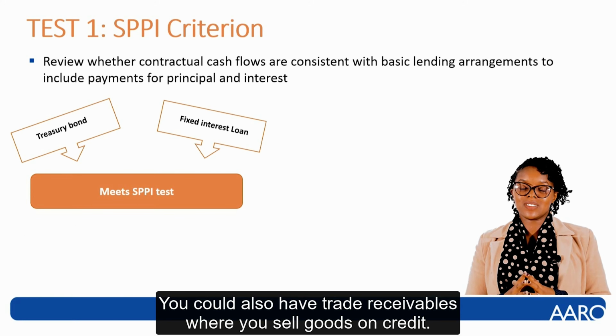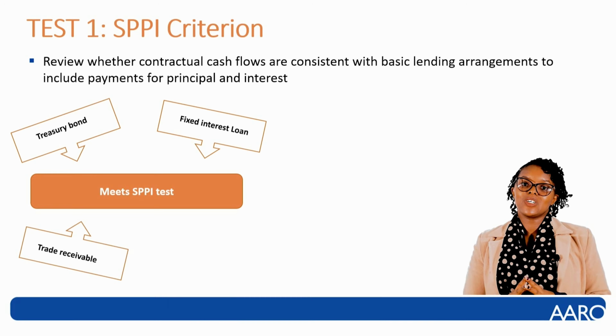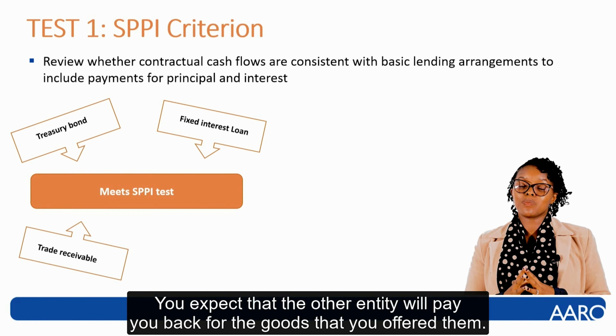You could also have trade receivables where you sell goods on credit. So what do you expect to get? You expect that the other entity will pay you back for the goods that you offered them.